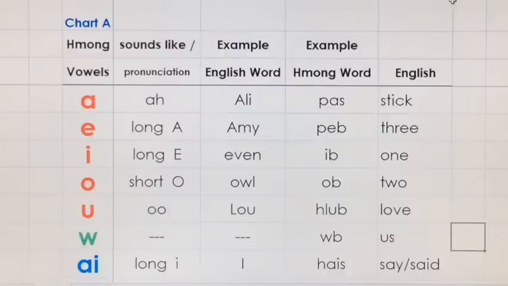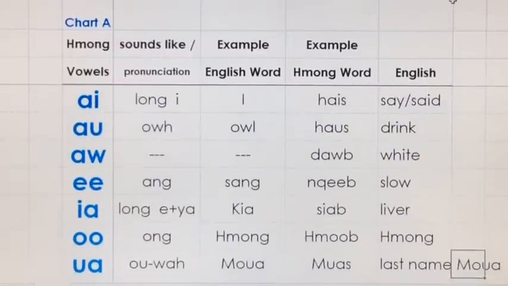The vowel E sounds like a long A, like in the word Amy or Bay. I actually sounds like a long E, like in even or E. O sounds like owl or aw, and U sounds like lu or hlu. And W sounds like the Hmong word u. And the double vowels, starting with ai, actually sounds like a long I, like in the English word I or high. Au sounds like ow, like in the word ow or how. Aw is like in the Hmong word du. The double E sounds like ang, like in the word sang or neng or geng.